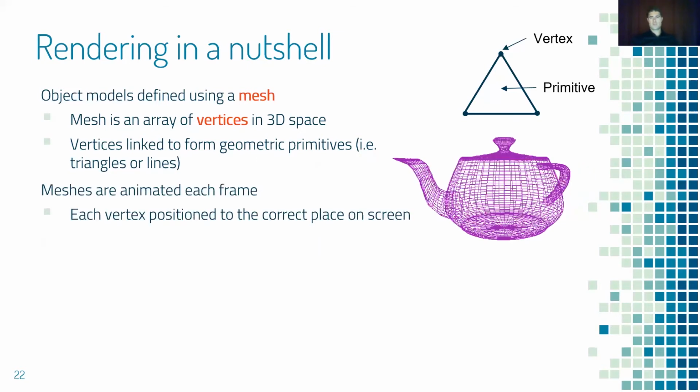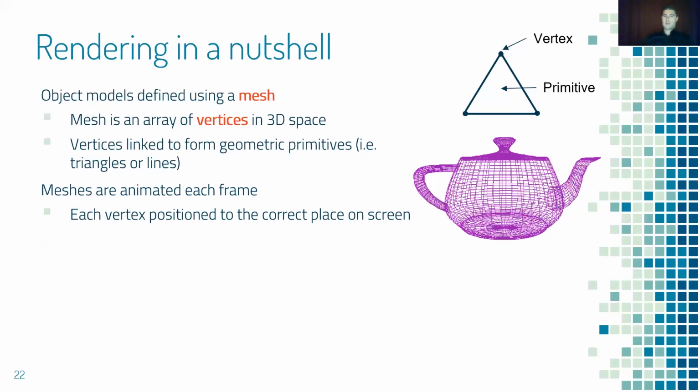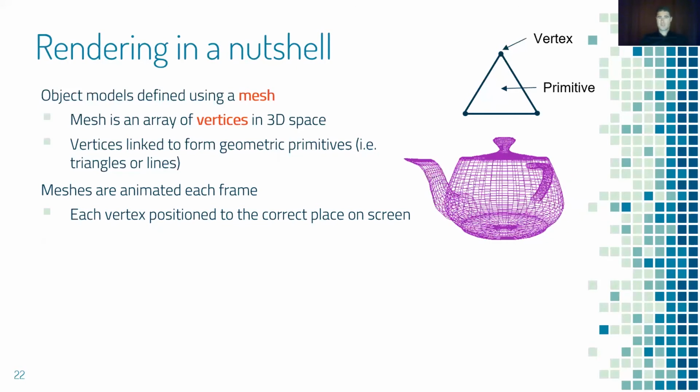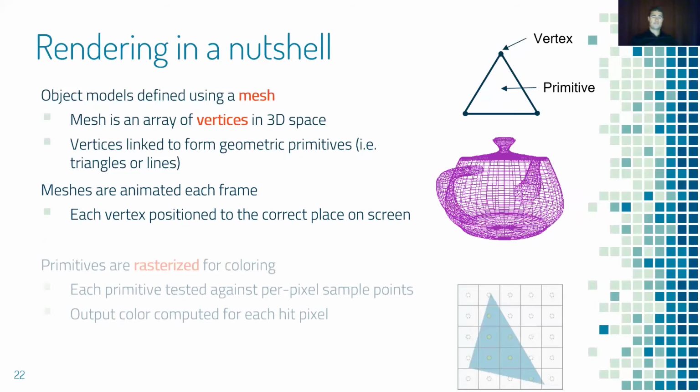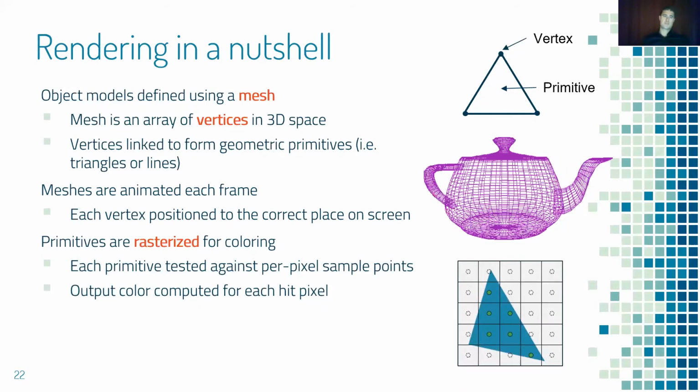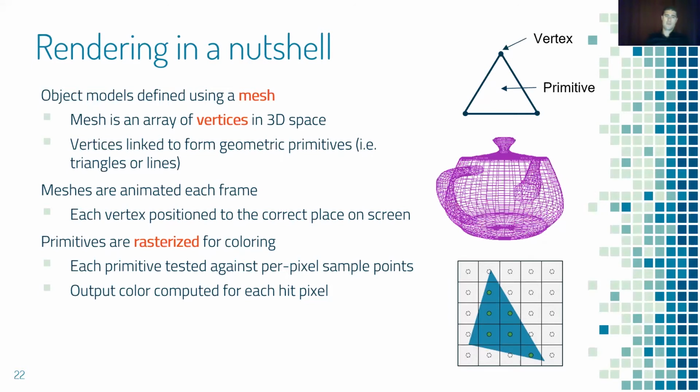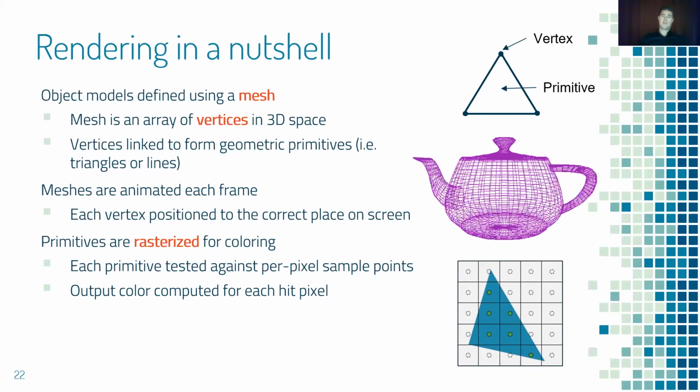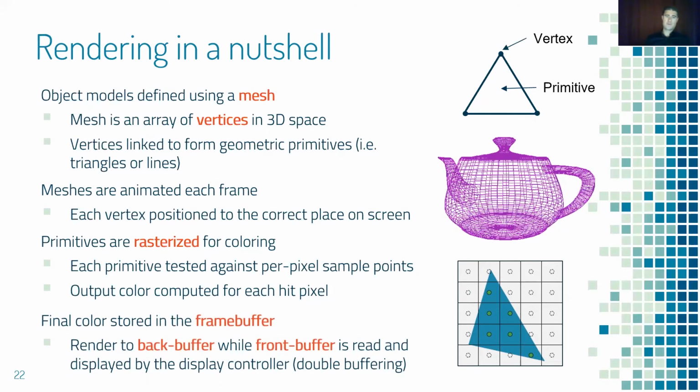And then those meshes that the application provides are animated each frame. So you see the rotating teapot. And then, of course, each vertex is positioned to the correct place on the screen. After the geometry is processed, primitives are rasterized for coloring. Each primitive is tested against per-pixel sample points, like you can see in the bottom right picture on the slide. The output color is computed for each hit pixel. And finally, the color is stored in the frame buffer.